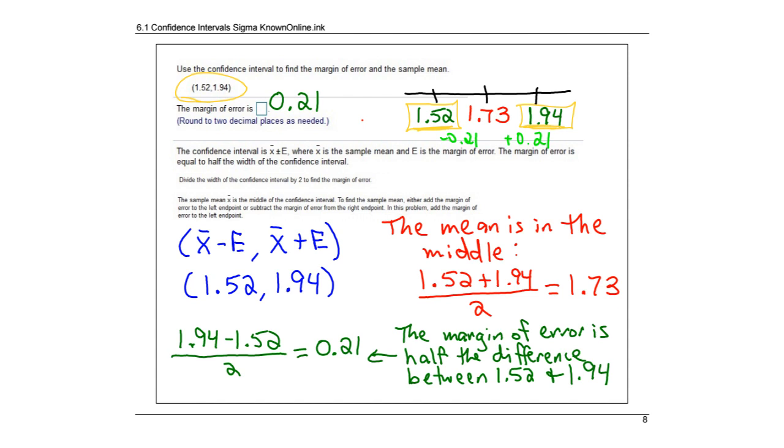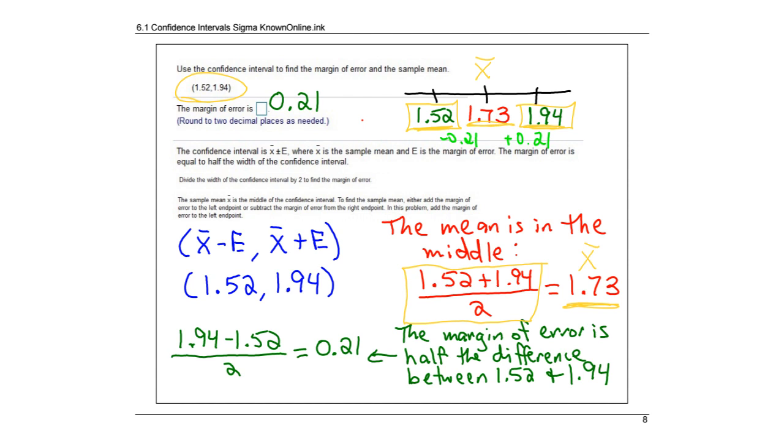Now, in order for me to find the mean, I can just find the average, because we know this is symmetric. We know that the sample mean needs to be smack dab in the middle. So if I add those two endpoints together, I did that here, add the endpoints together and divide by 2, I get 1.73. That's my sample mean. And that's going to go right here in the middle.